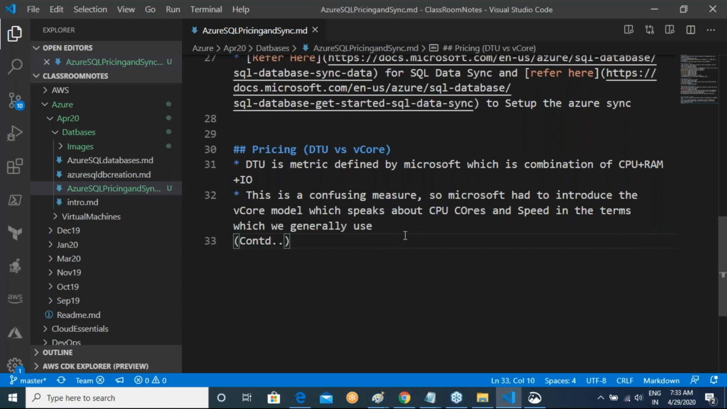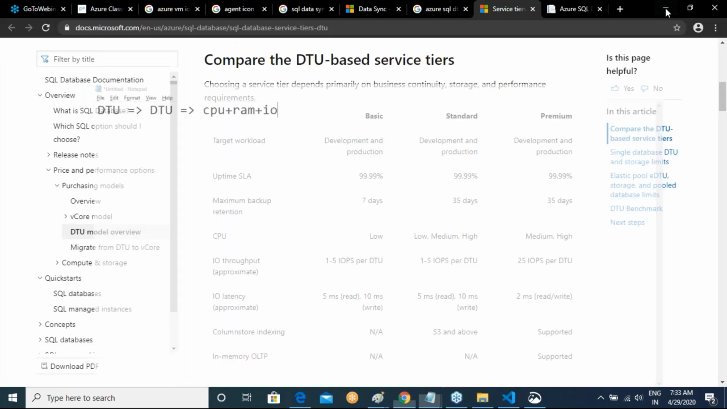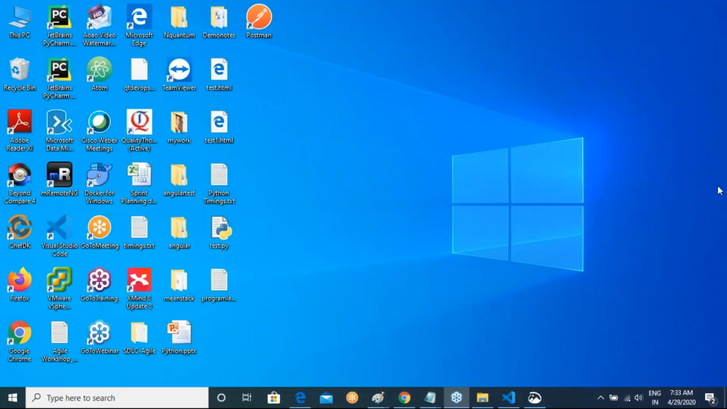This will be continued in the next session. We will have much more discussion on what this DTU is, the graph and all of that stuff, and then we'll start elastic pools and then CLI and PowerShell. So tomorrow half of the class will be hands-on, right?